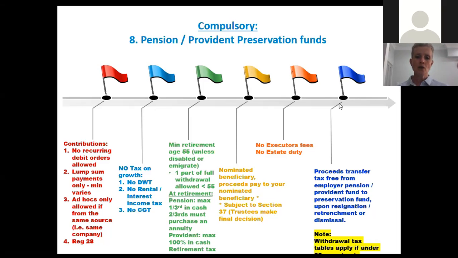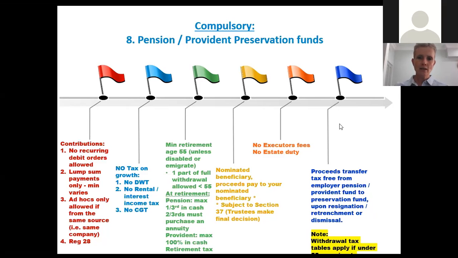Okay. Nominated beneficiary subject to Section 37, same as the previous two products. No executors fees, no estate duty, and the proceeds would transfer tax-free from the employer's pension fund or provident fund directly into the preservation fund. They apply at SARS for a tax directive. It goes through at a 0 tax rate. And the things that would trigger the preservation would be resignation, retrenchment, and dismissal. The withdrawal tax tables apply if anyone is under 55 and withdraws the money out of their pension or provident fund, or if they immigrate.